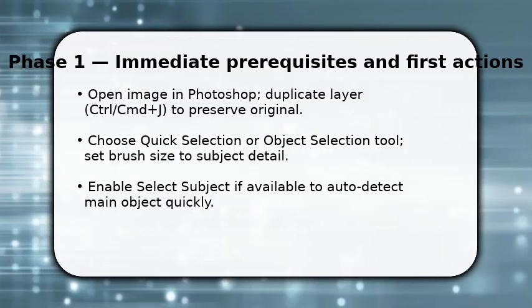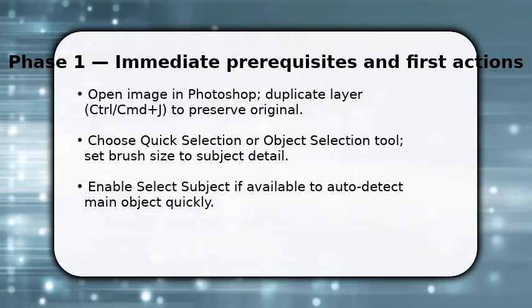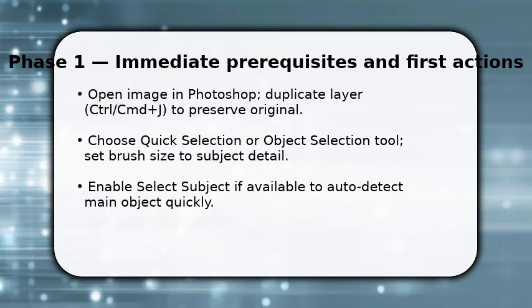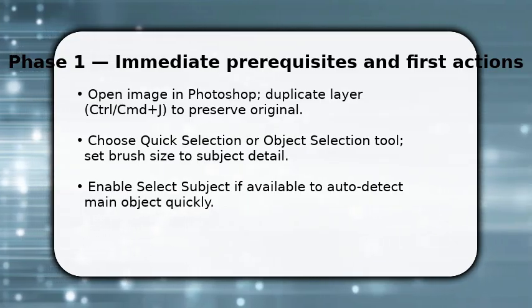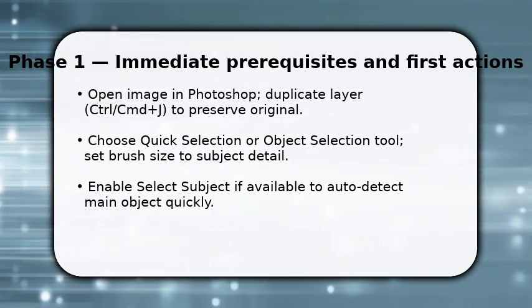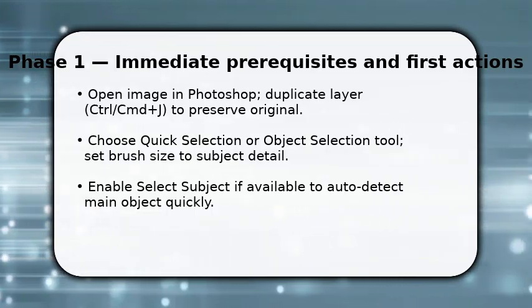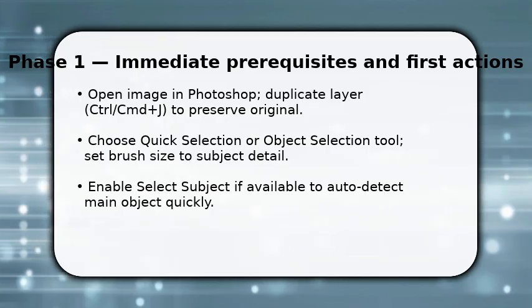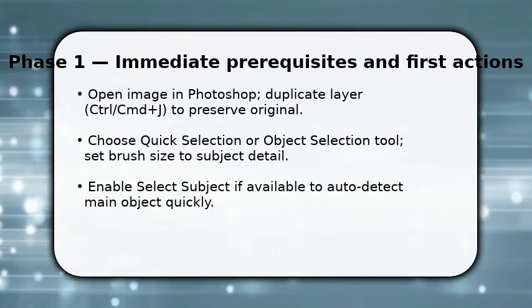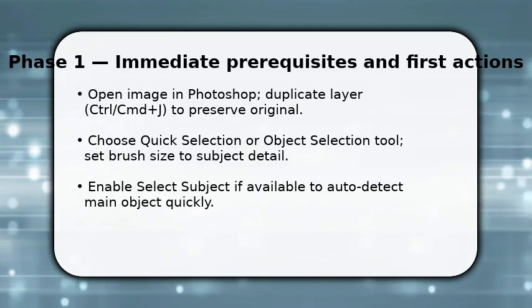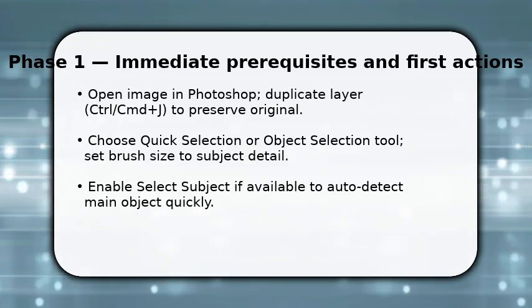You start by protecting your work. Duplicate the background layer and work on the copy so you can always revert. Next, grab the Quick Selection or Object Selection tool because these use contrast and edges to speed selection. Click Select Subject when available. It gives a fast base selection. Once done, refine the brush size to capture small details near edges. You're balancing speed versus precision, and this initial selection sets the foundation for clean removal.